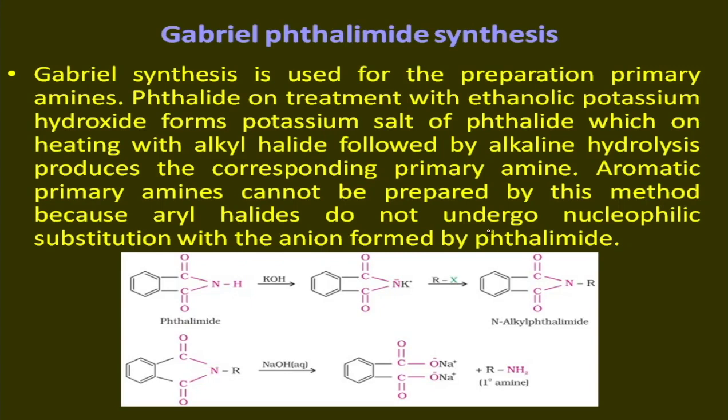Gabriel phthalimide synthesis. Gabriel synthesis is used for the preparation of primary amines. Phthalimide on treatment with ethanolic potassium hydroxide forms potassium salt of phthalimide, which on heating with alkyl halide followed by alkaline hydrolysis produces the corresponding primary amine. So aromatic primary amines cannot be prepared by this method because aryl halides do not undergo nucleophilic substitution with the anion formed by phthalimide.